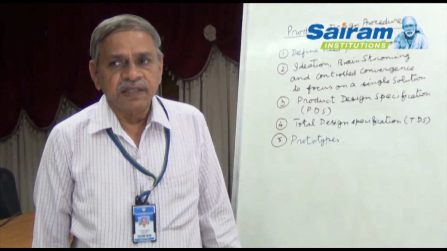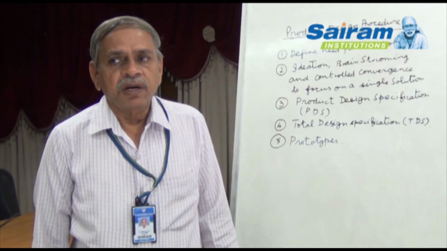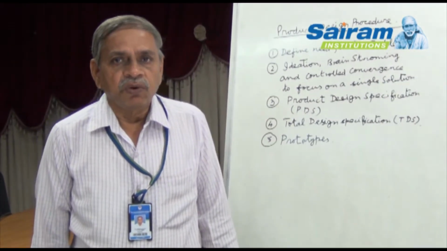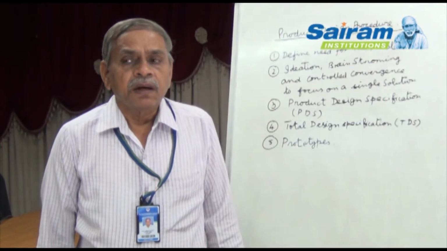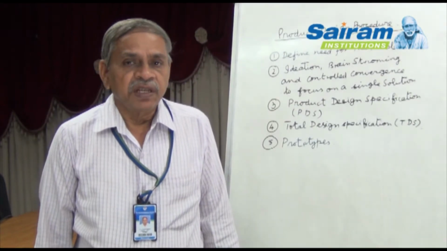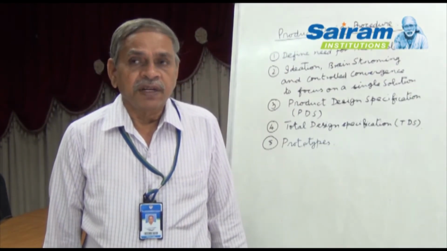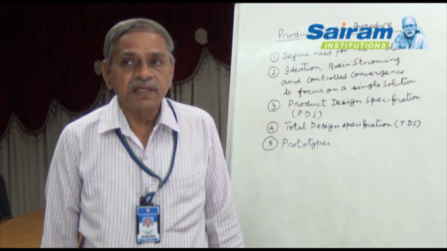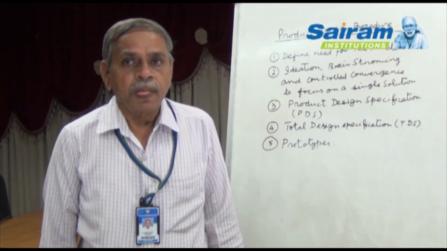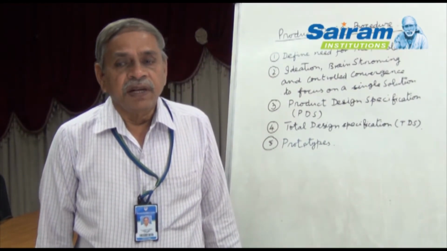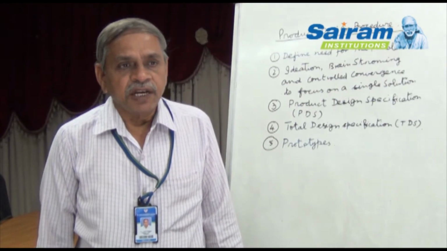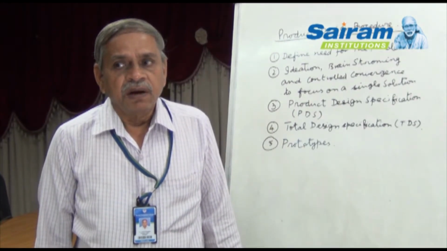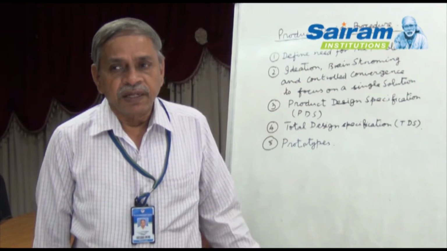After arriving at a single solution, we have to go for product design specification and detailed product design specification. One is called PDS and the next one is called TDS. Then we have the building of prototypes. I shall just try to explain this with a simple example of defining a problem and other aspects.